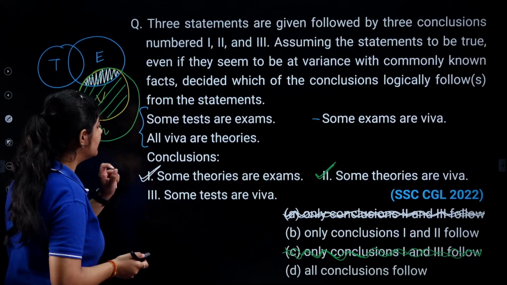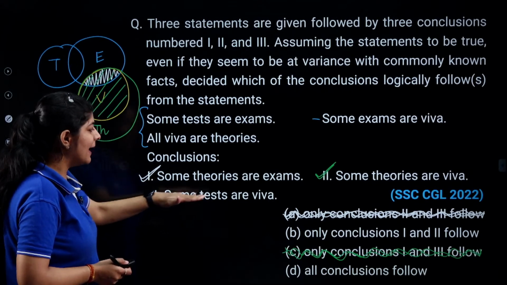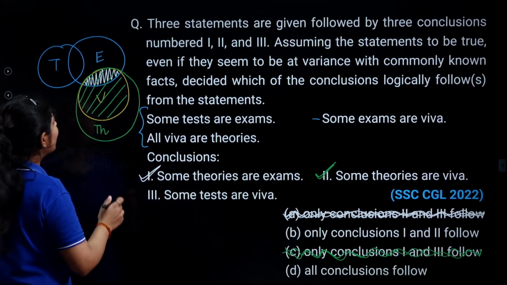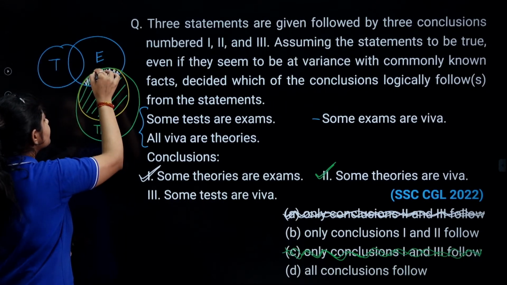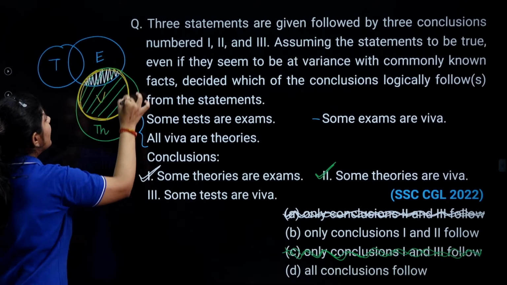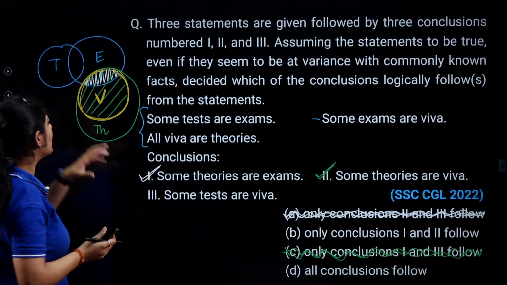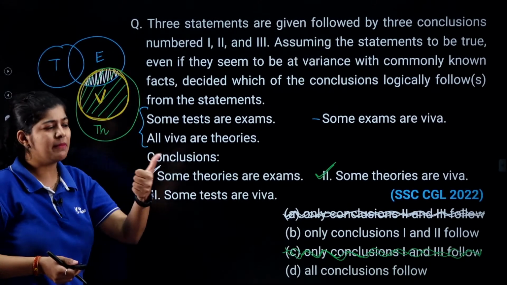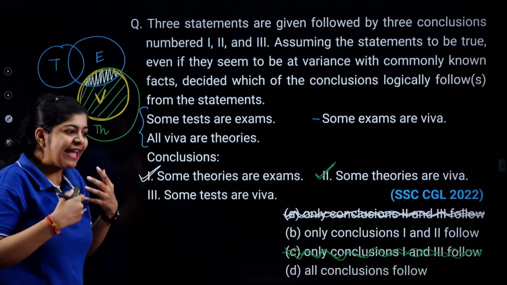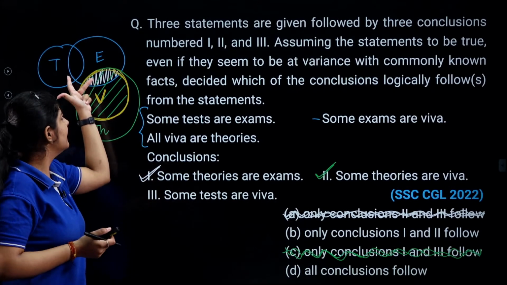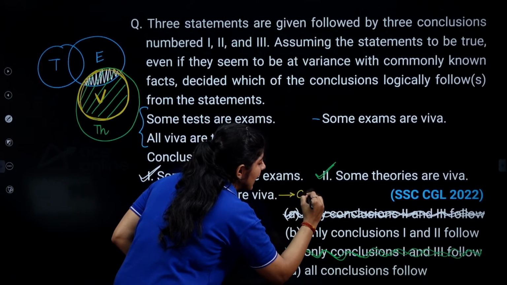Now the third one, the last conclusion that we need to check. Some tests are viva. So basically this is test and this yellow one is viva. Are we having any relationship between test and viva? It may be direct or indirect. Do we have that? No. So can we say anything regarding these two entities? No. So we simply consider it as a can't say condition.